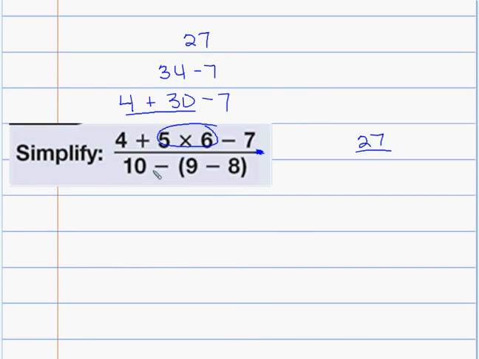Now my denominator, I need to do parentheses first, so I have 10 minus, what is 9 minus 8? 1. And then 10 minus 1 would be 9, which I'm going to put over here, and then you divide and get 3. Symbols of inclusion are not that difficult.